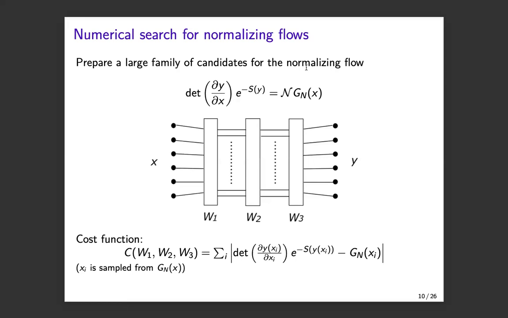So the cost function is simply this minus this, because we want to find a map that satisfies this equation, the definition for the normalizing flows. But of course, the cost function cannot be a complex value, so we have to take some sort of absolute value.